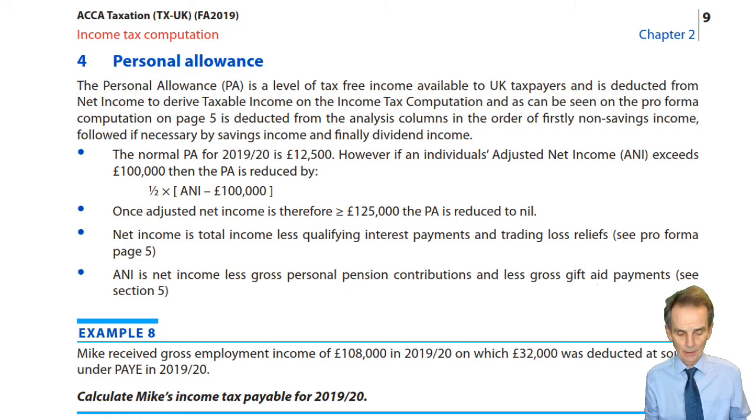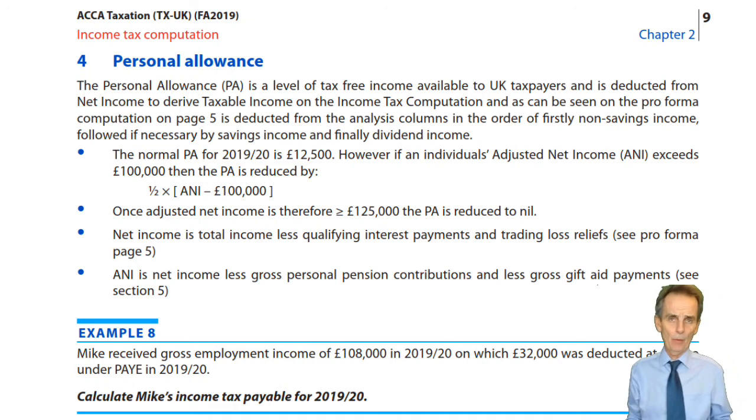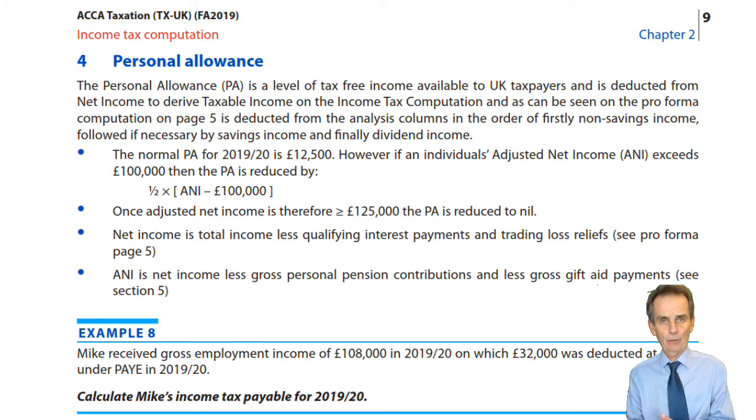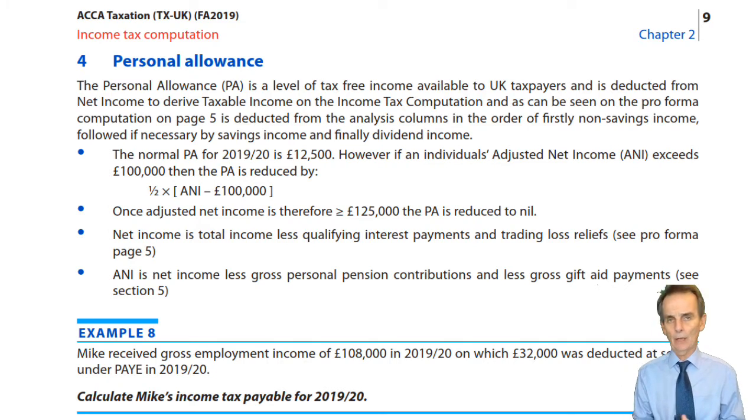We now look in more detail at the personal allowance. We know already that the personal allowance is a level of tax-free income that taxpayers are permitted for each tax year. What we've also made mention of is that it's not absolutely every taxpayer who will benefit from that personal allowance. Because if a taxpayer's adjusted net income, we'll define this term in a moment, exceeds £100,000, as we mentioned before, then we start to reduce the personal allowance. If we get to an adjusted net income figure of £125,000 or more, at that point, the personal allowance will have been reduced to zero.